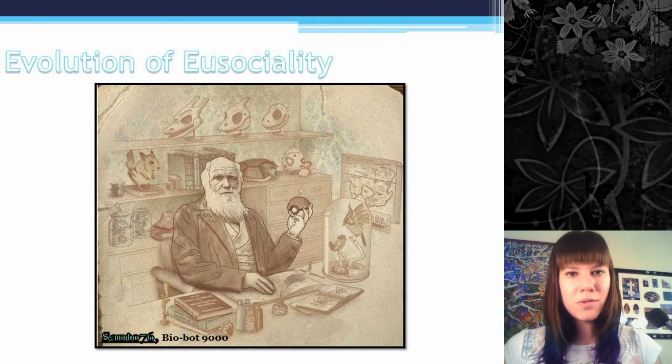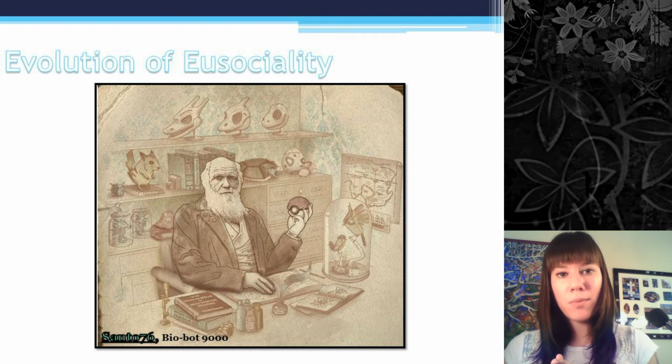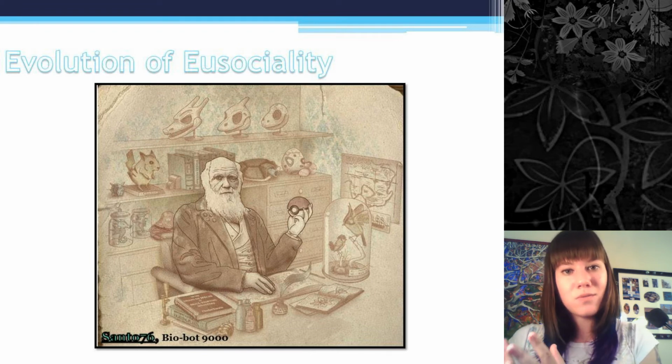Eusociality even confused Darwin as he was writing On the Origin of Species and talking about evolution. The idea of altruistic behavior just didn't make sense to him. And if you think about it, it doesn't really make that much sense, because in evolution you just want to pass your genes down. Anything that can help you mate more, or survive longer to mate more, is beneficial, and you want your genes, not someone else's, to get passed down instead.